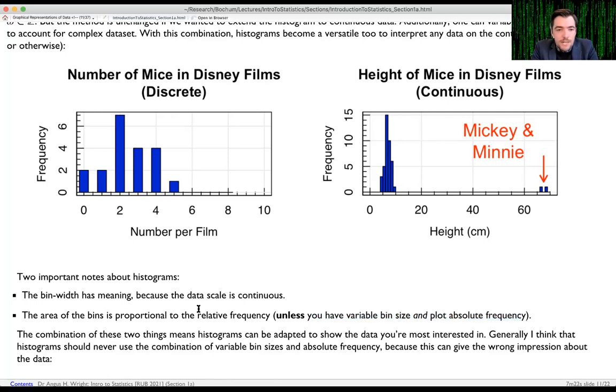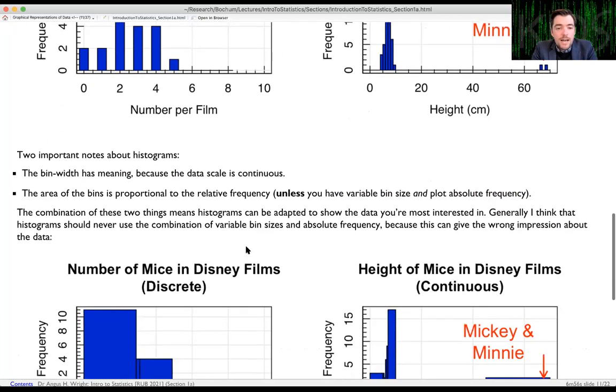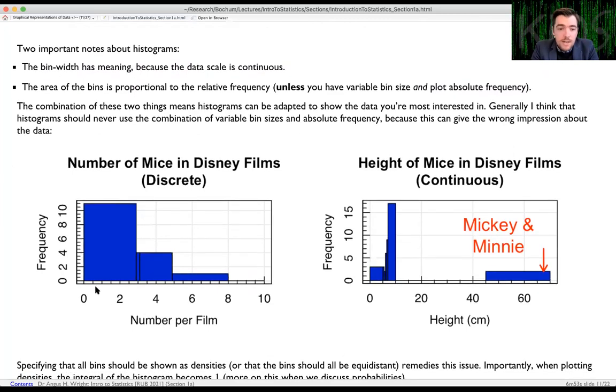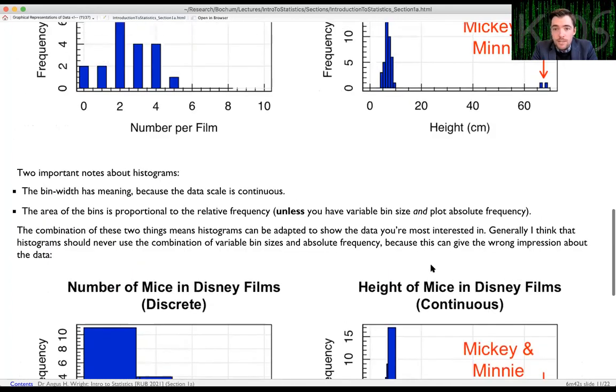So what that means is that I can take this exact same data set. Notice there's a strong peak at 2 in the number of mice per Disney film, and there's a strong population that peaks around 7 centimeters in height, but that these two Minnie and Mickeys are very much outliers. They're very unusual and they don't represent the normal distribution of data. If I take variable bin sizes and absolute frequency, I can construct two histograms that show almost the exact opposite visual trends as was shown in the above case.